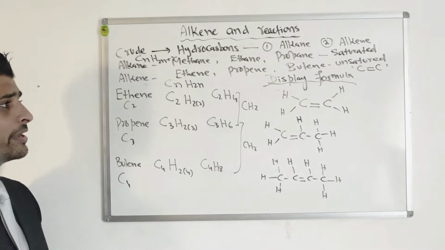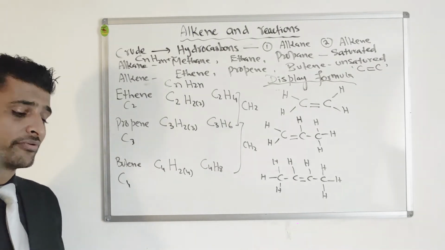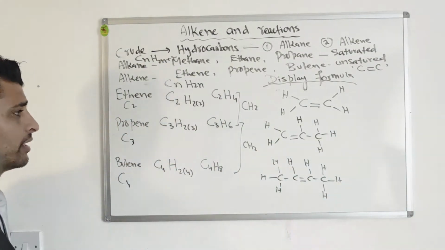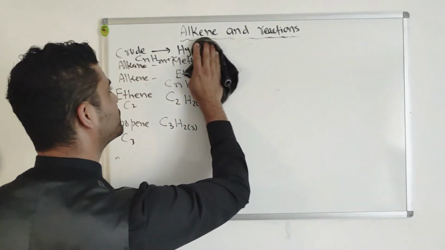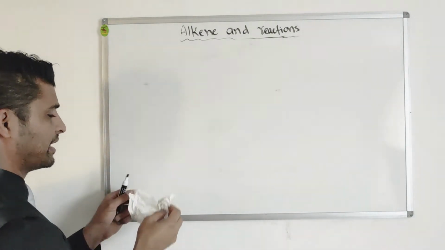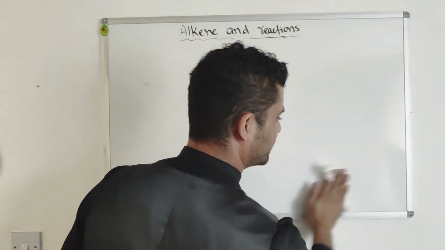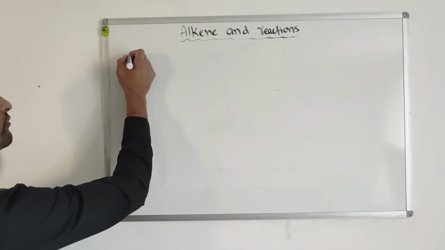Now if you want to make some notes, you can make the notes or take a screenshot. I'm going to look at the reactions now, how alkenes react with the other compounds. We're going to do 3 reactions and we will quickly look at how alkenes behave with hydrogen and halogens or with water. Now alkenes, let's just take an example of propene.